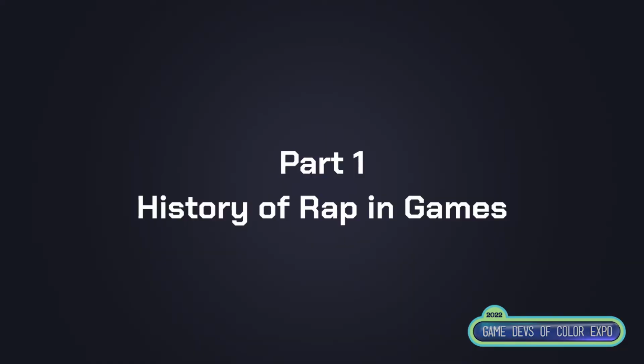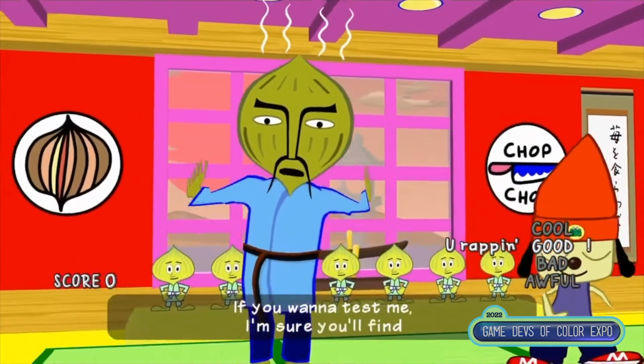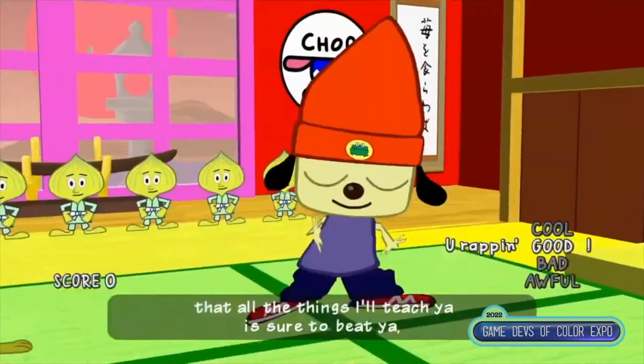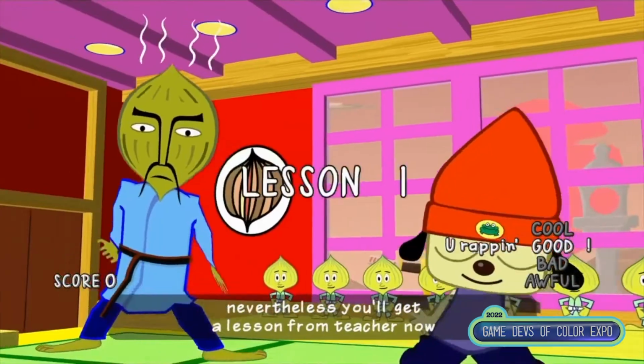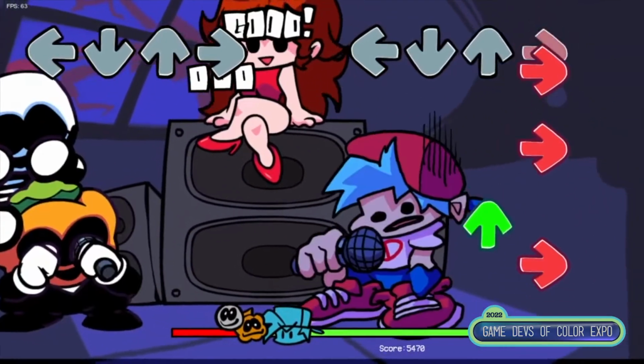Our journey into the history of rap and games starts with Parappa the Rapper, released in 1996. Parappa not only has the honor of being one of the first influential rhythm games, but also one of the first mainstream video games about rapping. Parappa's DNA can be seen in lots of rhythm games that have come after, and most recently that influence can be seen in the smash hit Friday Night Funkin', released in 2020.